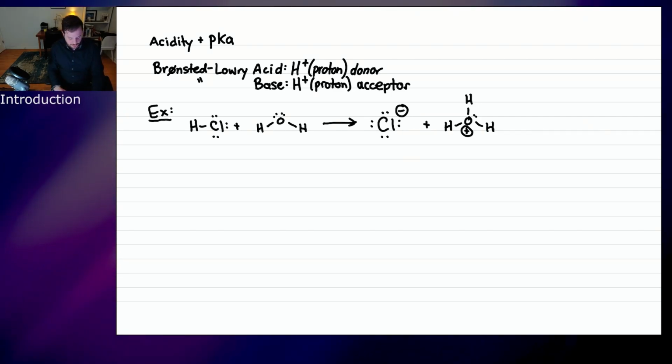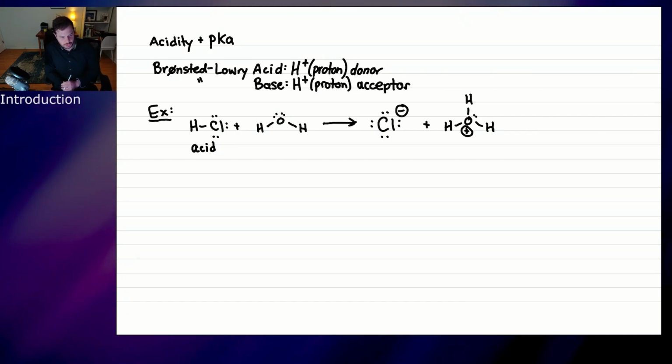Take a look. I want you to focus on the hydrochloric acid. Before the reaction started, it had the formula HCl. And now look at it after the reaction is over. Did it gain or lose a proton? That's right, it lost a proton, so that makes it an acid, because it donated its proton to something else.